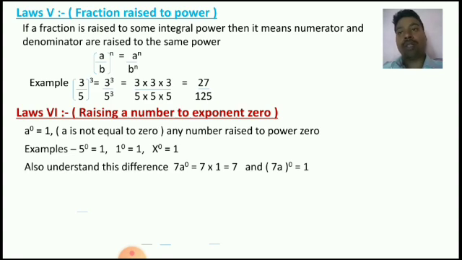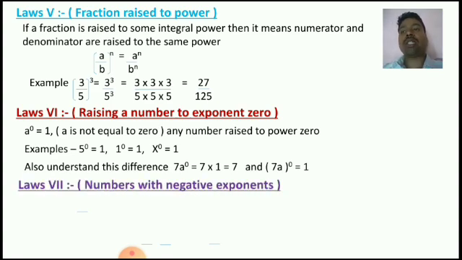The next law is law number 7, numbers with negative exponents. So we have a raised to minus n. We write a raised to minus n as 1 divided by a raised to n, where a is not equal to 0.